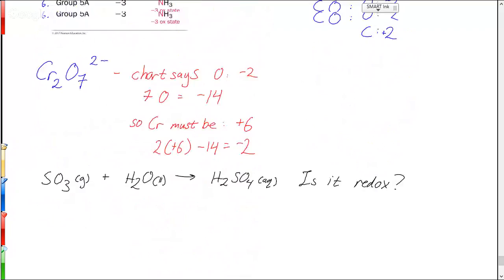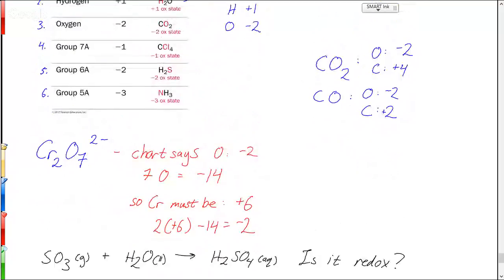So take a look at your chart. I can't quite get it all the way on there, but there's no fluorine in here anyway. Try to assign oxidation states for each element on each side of that equation, and then decide, is it a redox reaction or not?